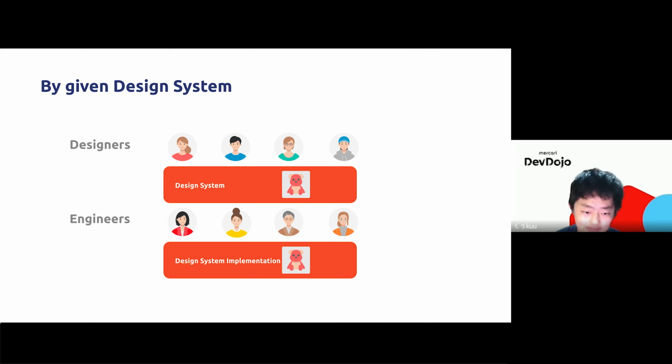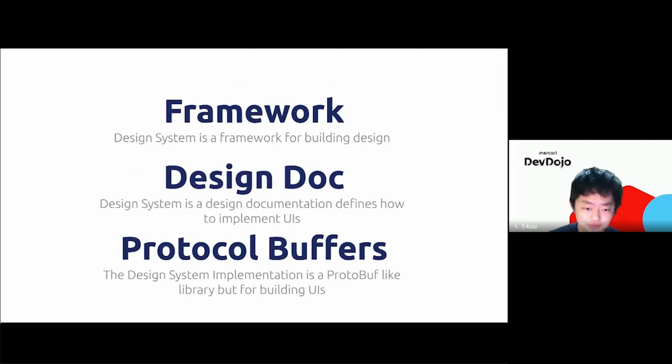Designers and engineers will use a common language. Designers will use the common language to design, and our engineers will use the design system to implement the UI for iOS, Android, and web. By doing so, even if it's a different system, we can use the common language to implement things, and you can account for UI consistency as well.